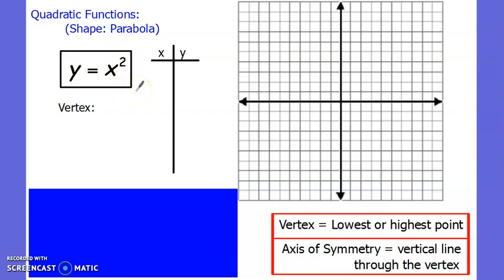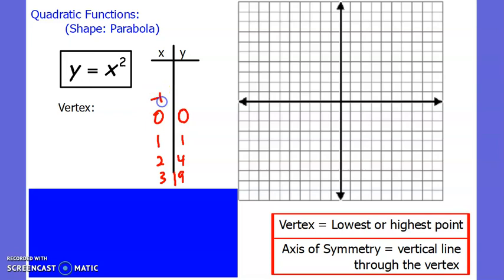And let's see what happens when we plug some points into there. If I plug in points like 0 squared, again, is going to come up to 0. 1 squared would be 1. 2 squared is 4. And 3 squared is 9. Again, those are just our basic perfect squares.